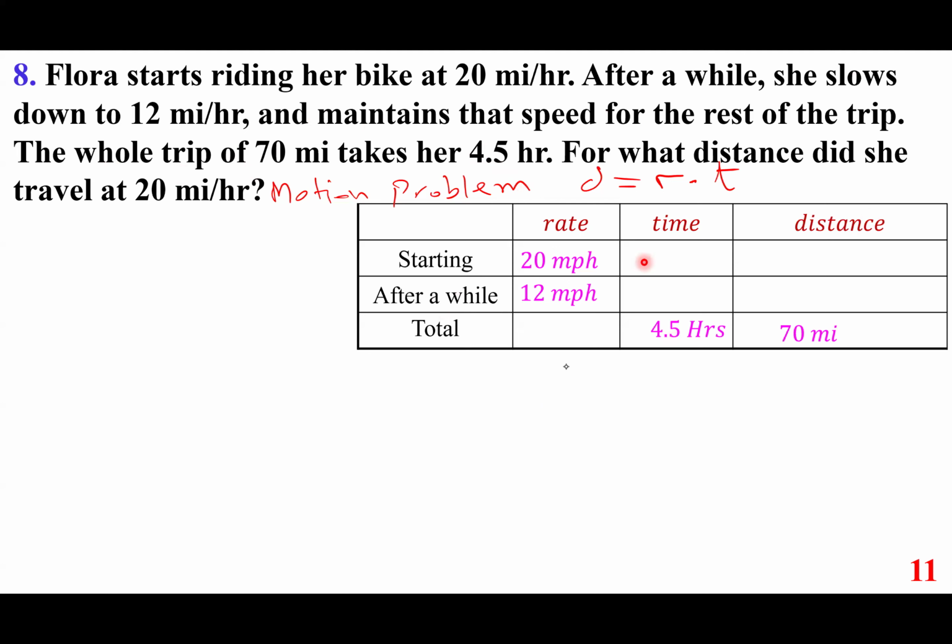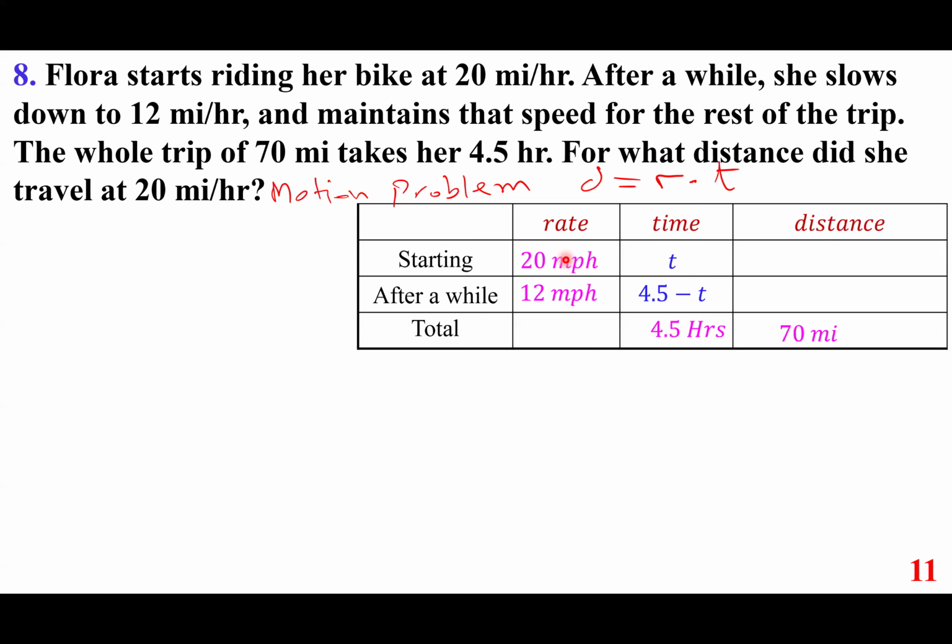So you come up with the table, you put it. And now D equals RT. So how much time did we put in here? We don't know. How about X, Y, Z, T? Pick a variable of your choice. And what about the time here, the rest of it? If the total trip takes 4.5 hours, this must be 4.5 minus T. Again, it's not T minus 4.5. This is the total. Be very careful. The sum of these two is 4.5.